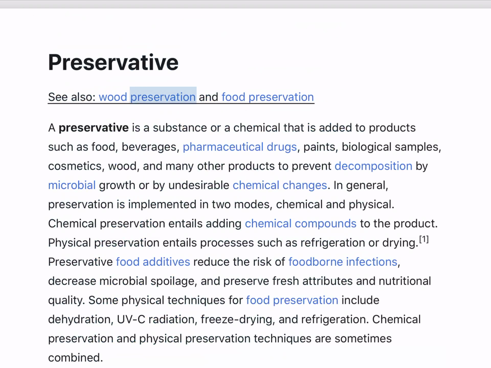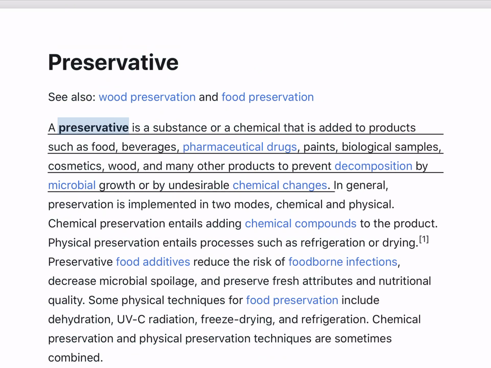See also wood preservation and food preservation. A preservative is a substance or a chemical that is added to products such as food, beverages, pharmaceutical drugs, paints, biological samples, cosmetics, wood, and many other products to prevent decomposition by microbial growth or by undesirable chemical changes.